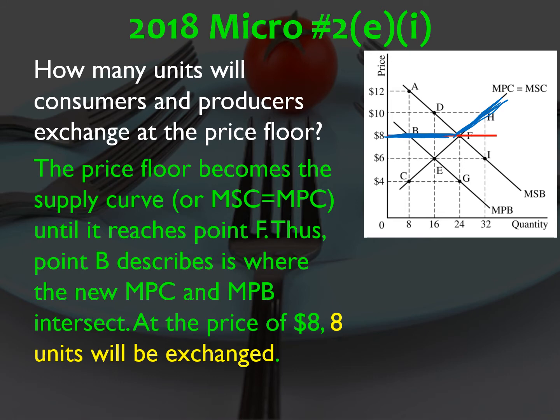And now you're going to see where it intersects MPB, which is right there. So that's going to be at point B. At point B, 8 units will be exchanged at a price of $8.